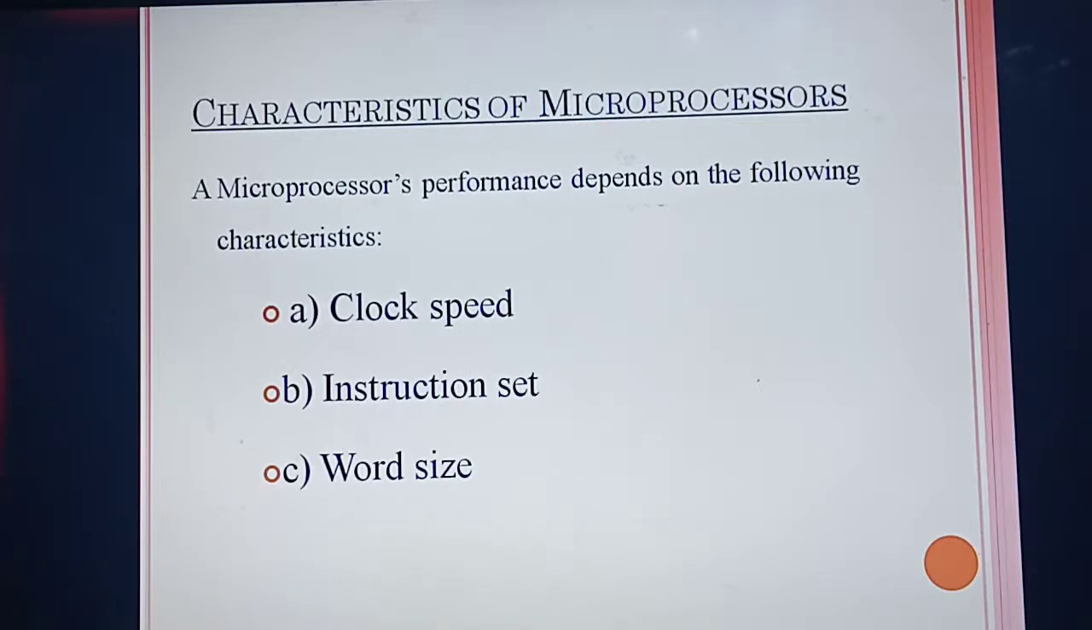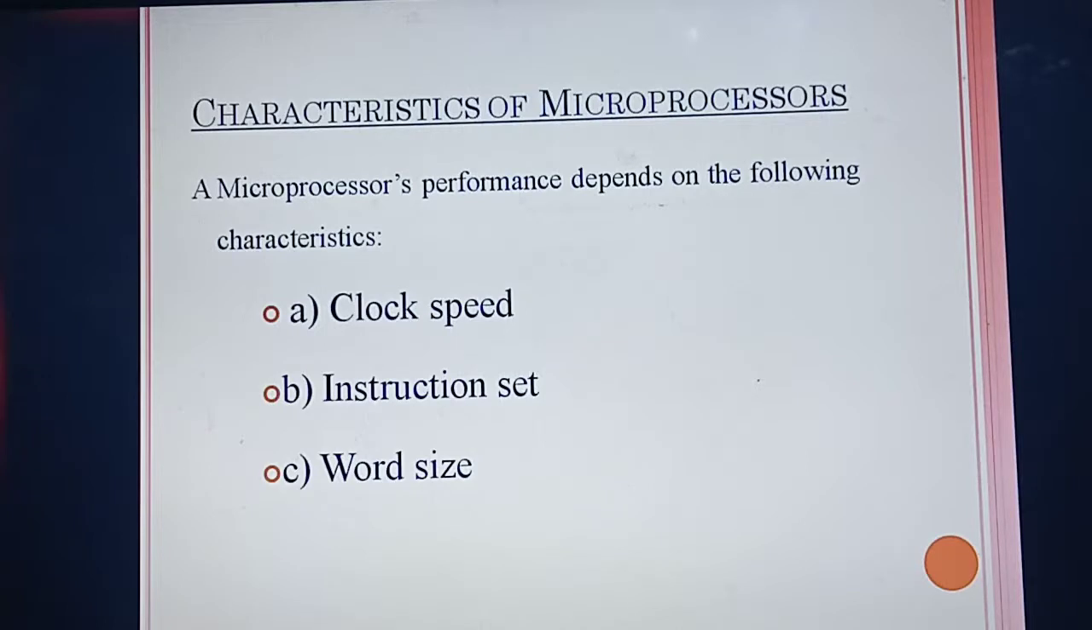The microprocessor has mainly 3 important characteristics. How many important characteristics are there in total? 3. It is a very important question, again and again I am telling. In the first chapter the expected questions were generations of computer, functional components, printers. In the same way, in this chapter your expected question is characteristics of microprocessor. So please note it down. What are the 3 characteristics? Clock speed, instruction set and word size. Once more, say the 3 characteristics: clock speed, instruction set and word size.